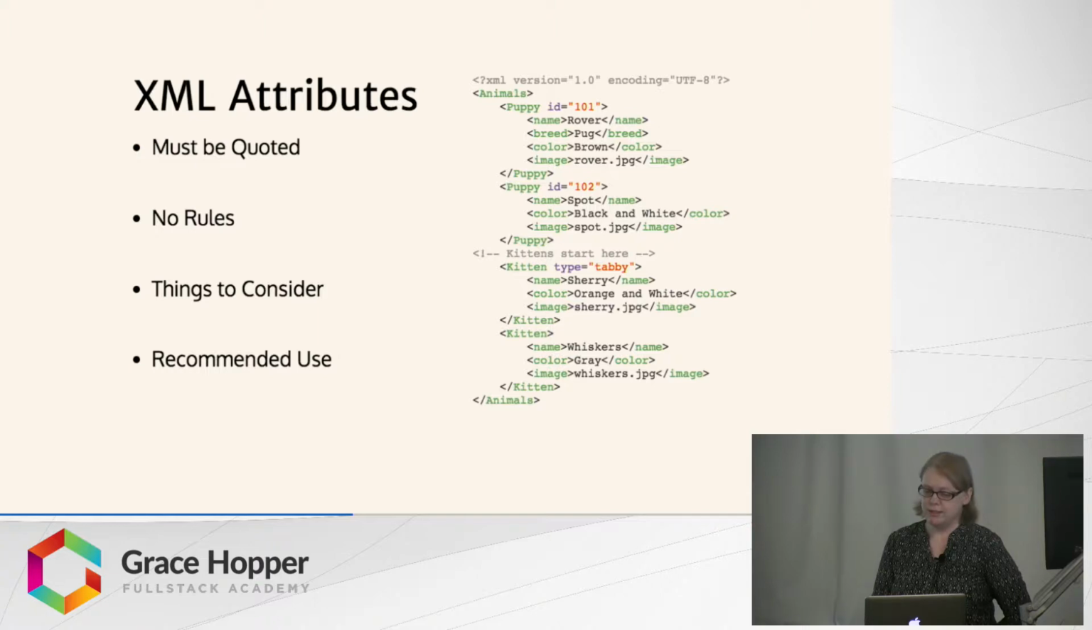XML has attributes. Elements can contain attributes just like HTML. Attributes must be quoted with either single or double quotes. There are no rules governing what should be an attribute versus what should be an element. Things to consider when deciding to use an attribute: attributes cannot contain multiple values or tree structures. Elements can. Attributes are not easily expandable, and elements are. It is recommended to use attributes for metadata, such as IDs, instead of values. So in my example, the type attribute attached to kitten would have been better served as an element.